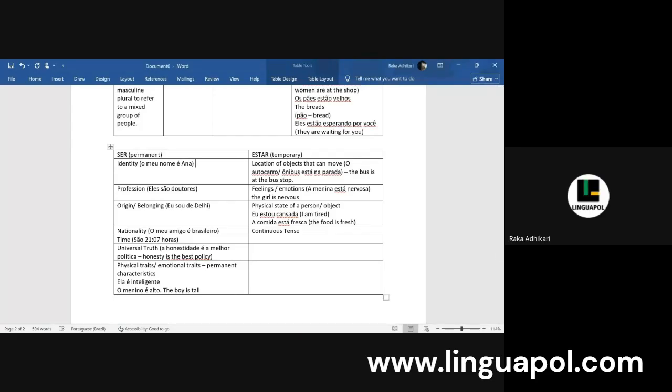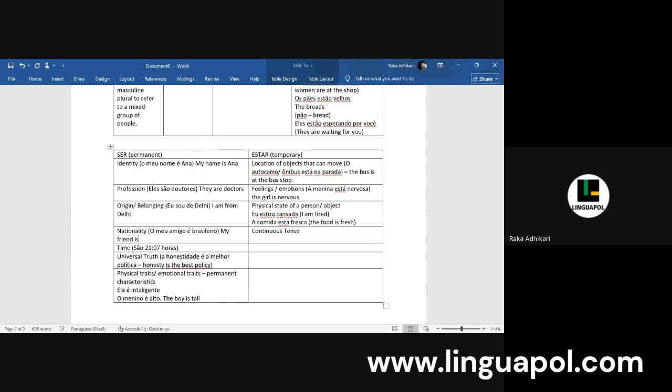So, o meu nome é Ana. That is, my name is Ana. Then we have eles são doutores. Like they are doctors. Eu sou de Delhi. I am from Delhi. Then o meu amigo é brasileiro. Means my friend is Brazilian. São 7 horas. That is, it is 21:07 hours. That is 9:07 p.m. So like this, we use the SER verb in permanent situations.